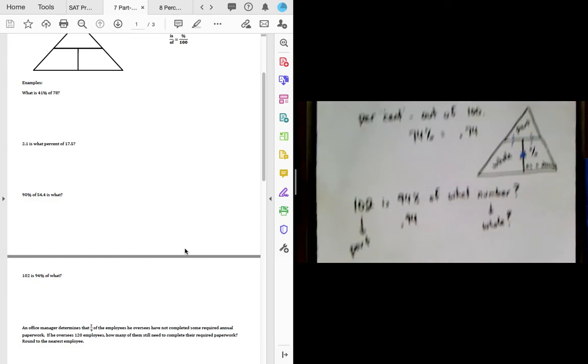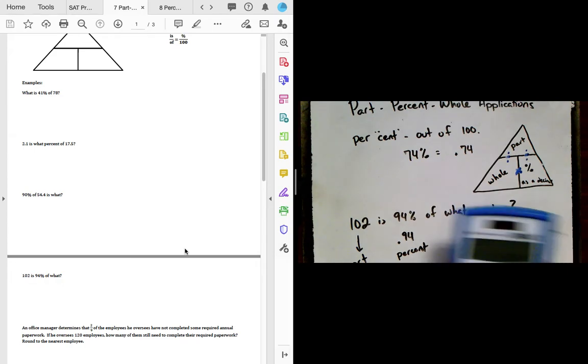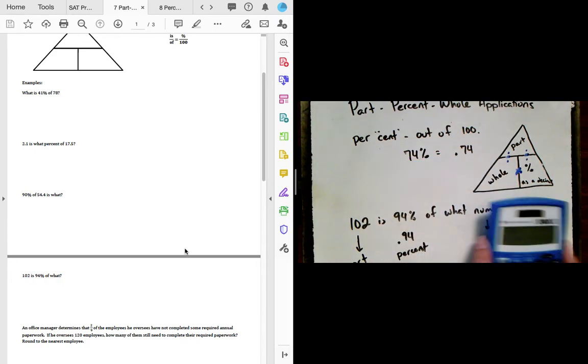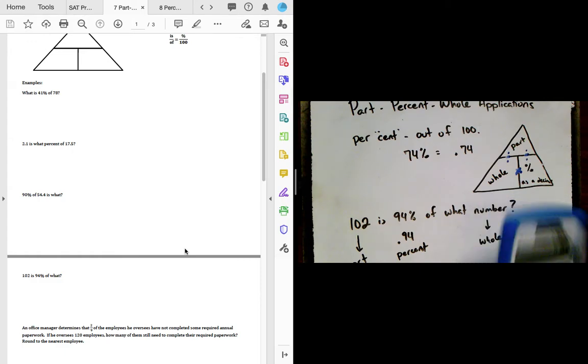So according to our triangle here, we have part and we have percent. We should be doing part divided by percent. So I want to do 102 divided by 0.94. Don't forget to turn that percentage into a decimal. Or if you hate that process and want to use the percent symbol we mentioned earlier in the video, you could certainly do that too. So 102 divided by 0.94 is a massive number. I would have told you to round to some place. Let's round to 1 decimal place, and we're going to say that this is about 108.5.